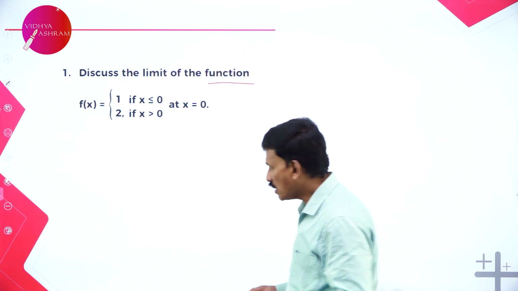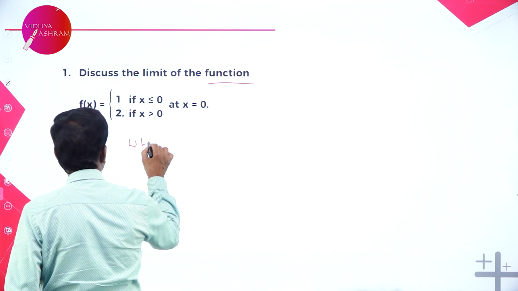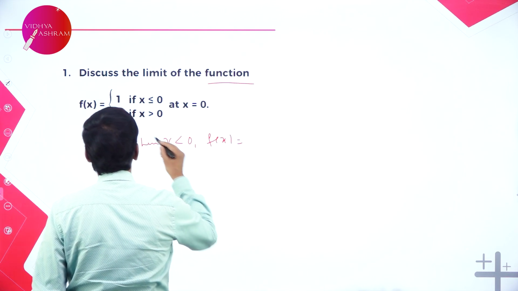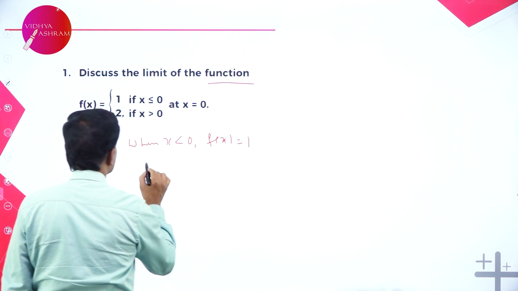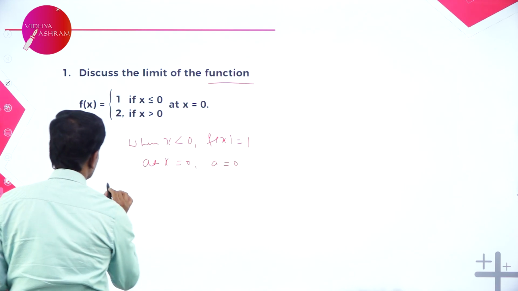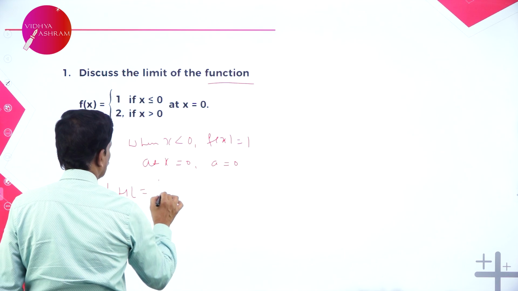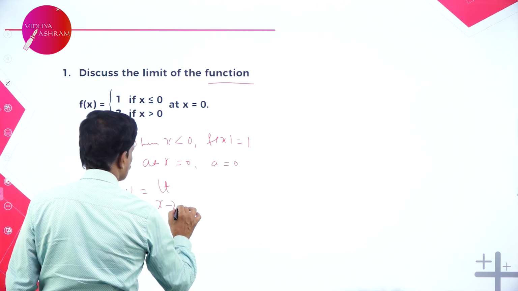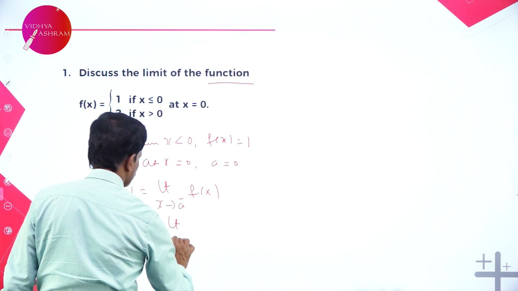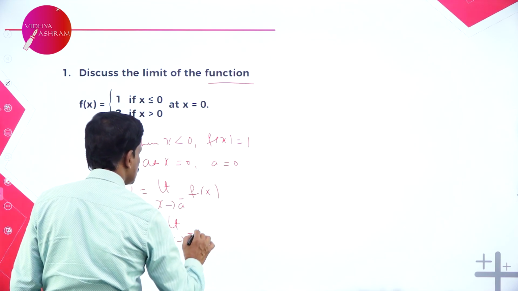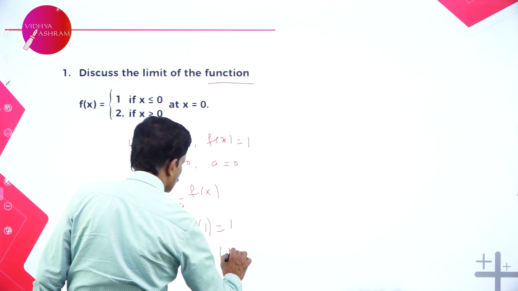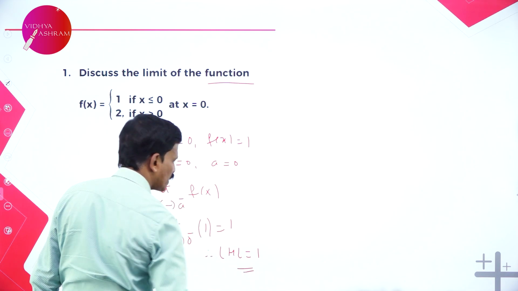Now when x is less than 0, what is f of x? f of x is equal to 1. So at x is equal to 0, that means a is equal to 0. Write down the left hand limit. The left hand limit is limit x tends to a minus of f of x. So this is limit x tends to 0 minus of f of x, which is 1, that's equal to 1. So therefore the left hand limit of this function is 1.